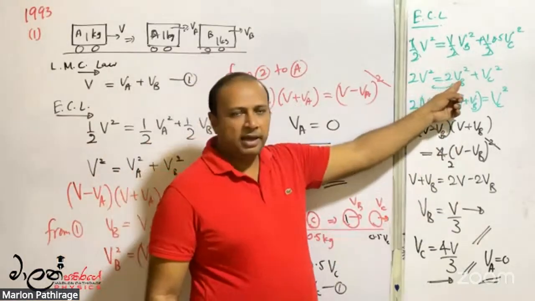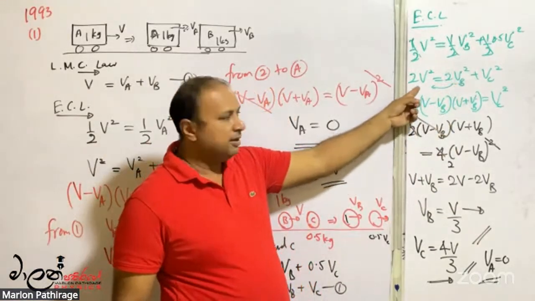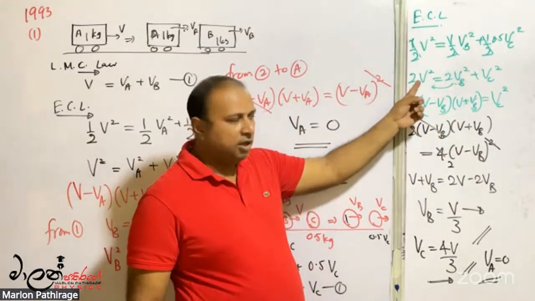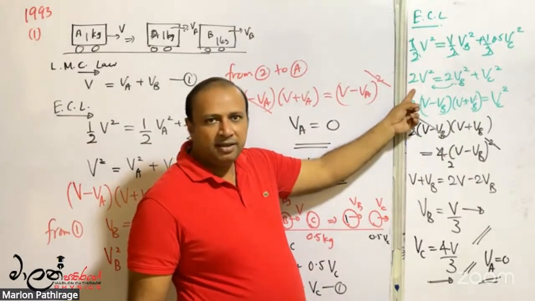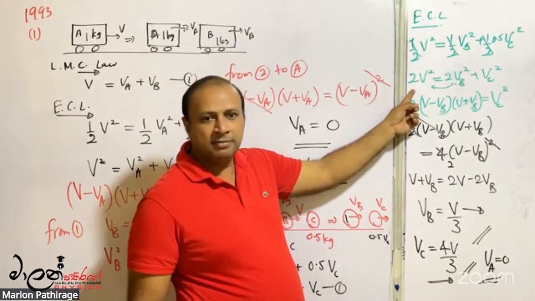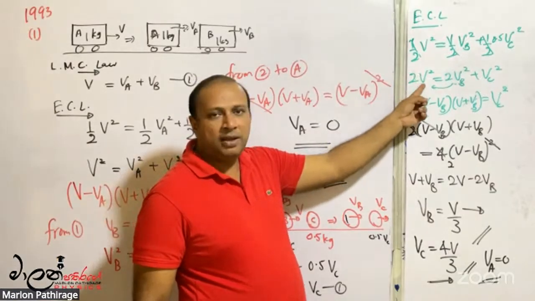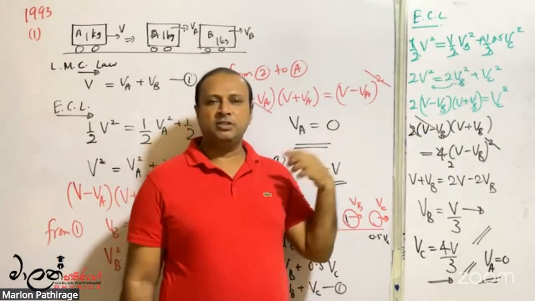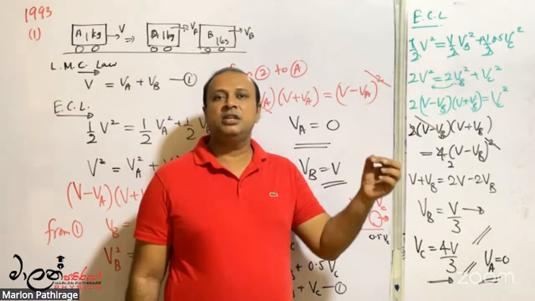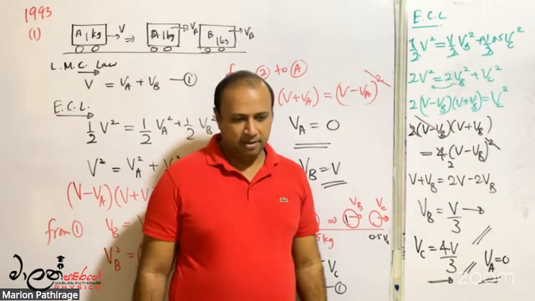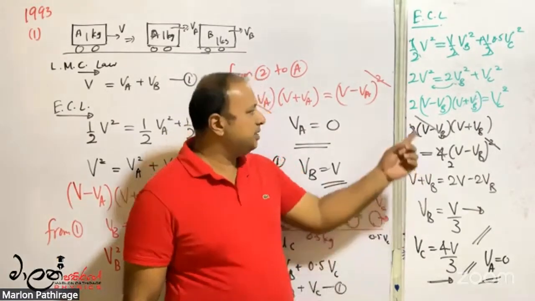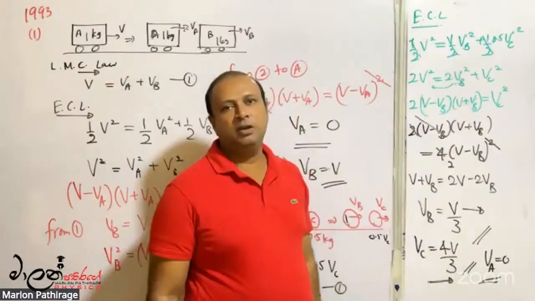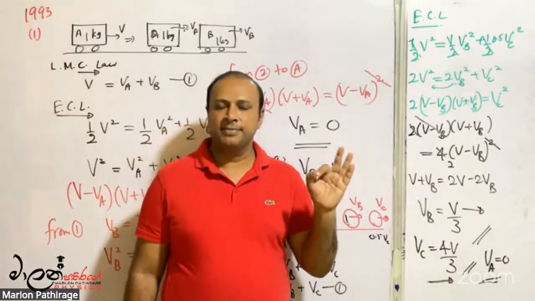Then I have taken 2vb squared to this side. Then 2 is a common factor. If you take 2 out, what will we have? Then you can say v squared minus vb squared. That means difference of squares. Difference of squares means 2 into v minus vb into v plus vb. Is that clear? If it is clear, please raise your hand.